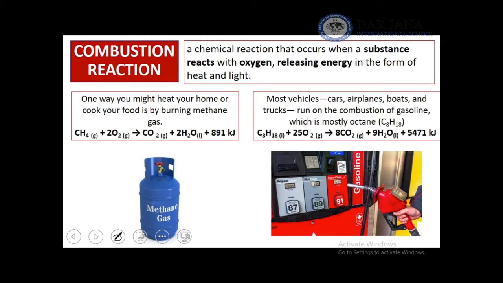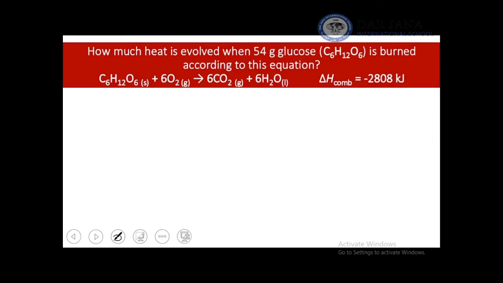These are 2 other examples of combustion reactions. For example, the combustion of methane. Look here, we have oxygen. It produces carbon dioxide and water. The amount of energy produced is 891 kilojoules, while here 1 mole, here also 1 mole. 1 mole of C8H18, which is octane, produces 5,471 kilojoules.